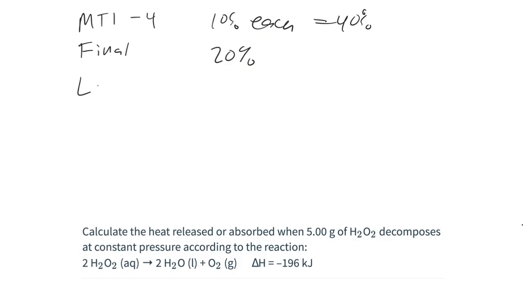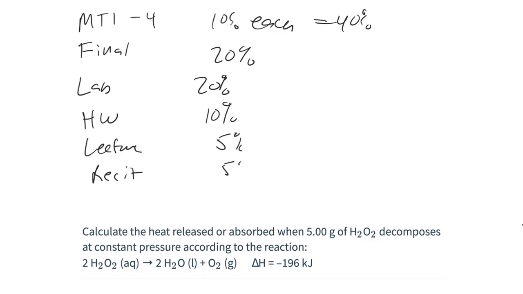Lab's 20%. Homework, the post-lectures, is 10%. Coming here or doing the lecture tutorials in place of lecture attendance is 5%. And then recitation is also 5%. Most people are getting like 99% on average in recitation and in lecture. So we're not seeing students by and large not attending lecture. Most students, I'm seeing about 90 to 95% attendance or tutorial assignments done for every lecture.